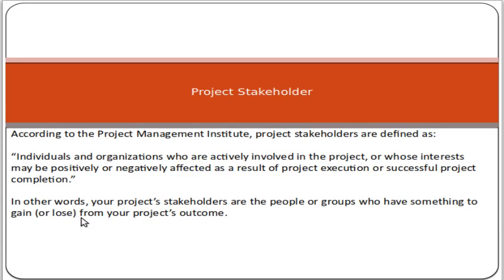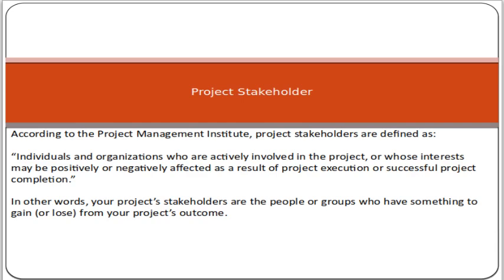Gain means, for example, any vendor who is implementing the project. Obviously he will gain if he is successful in implementing the project. And lose means, friend, any other vendor, like if you implement your solution, the other party's solution will be obsoleted or damaged, for example. So he will lose if you succeed. So he will be a negative stakeholder.